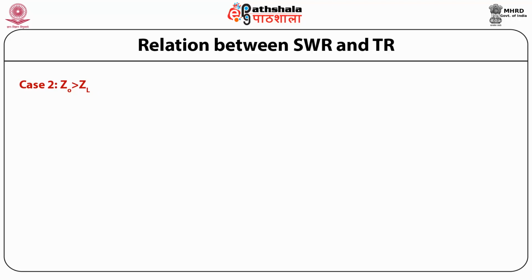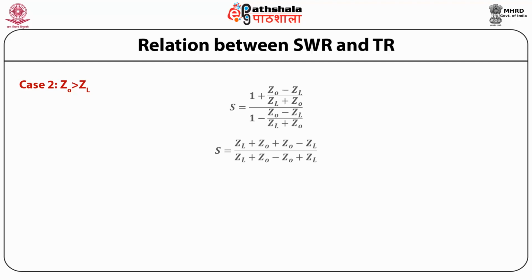And case 2 is Z0 is greater than ZL. We have S equal to 1 plus Z0 minus ZL divided by ZL plus Z0, divided by 1 minus Z0 minus ZL divided by ZL plus Z0.